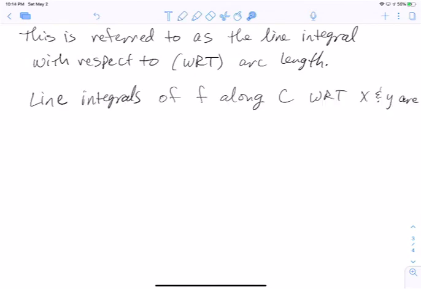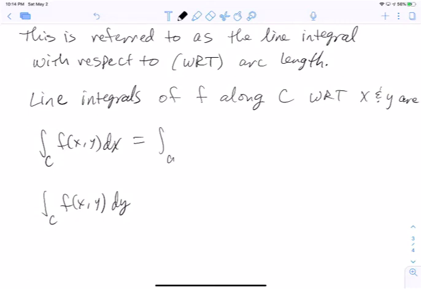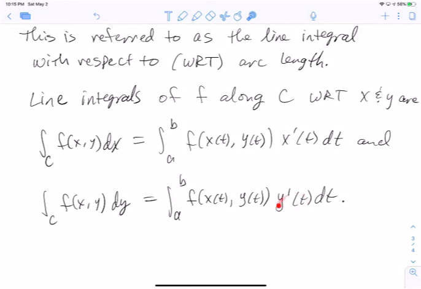We can also consider line integrals of f along C with respect to x and with respect to y. Those look like the line integral over C of f(x, y) dx, and the line integral over C of f(x, y) dy. For dx, it would be the integral from a to b of f(x(t), y(t)) times x'(t) dt. And that for dy is just about the same, except a y'(t) instead of x'(t).